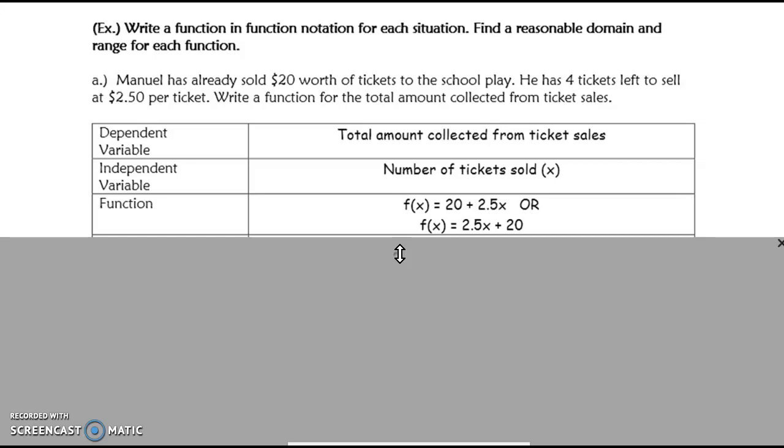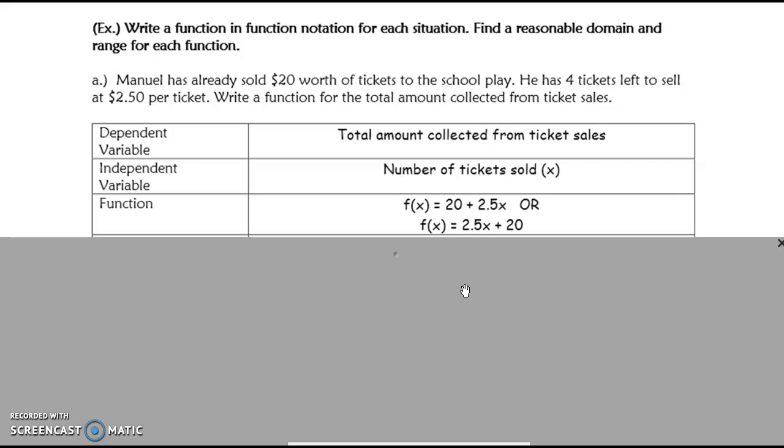Okay. So the next thing is we're going to talk about the domain. Looking at what we have here, f of x equals 2.5x plus 20. x stands for the number of tickets sold. So how many does Manuel have left to sell? 4. But are we guaranteed he's going to sell all 4? He could sell 4, he could sell 2, 1, 3. He only has 4 to sell, right? So that's the max he could sell.